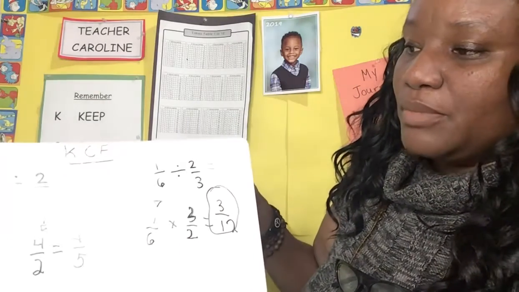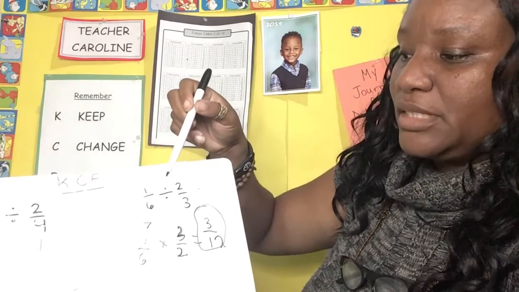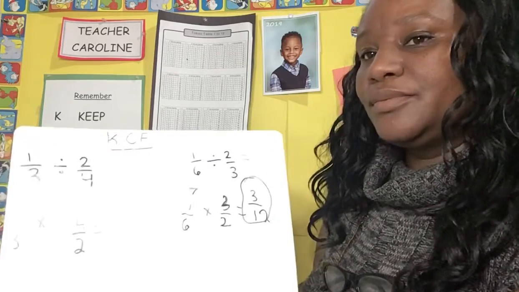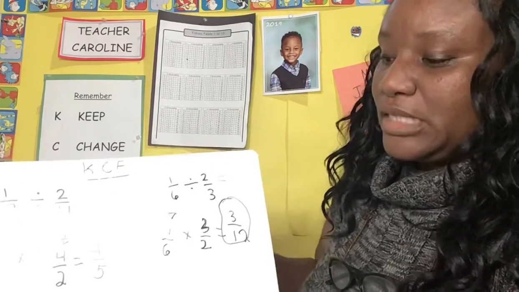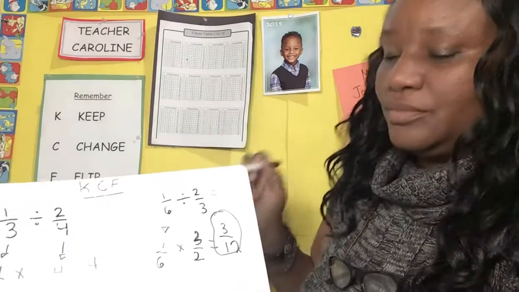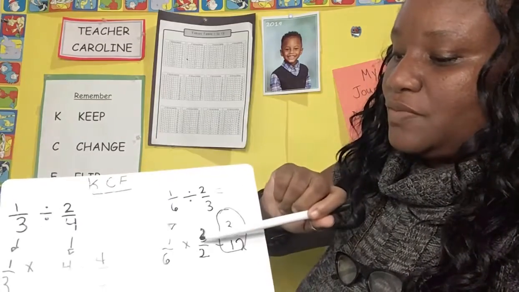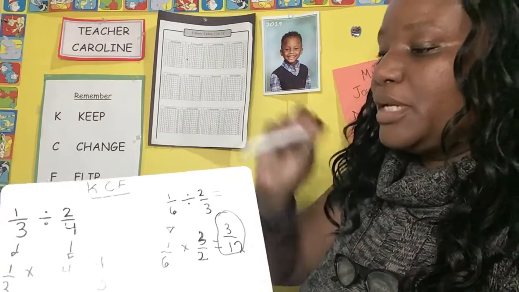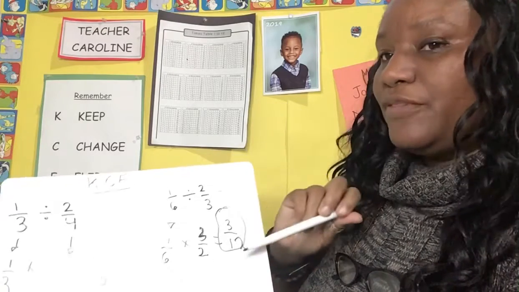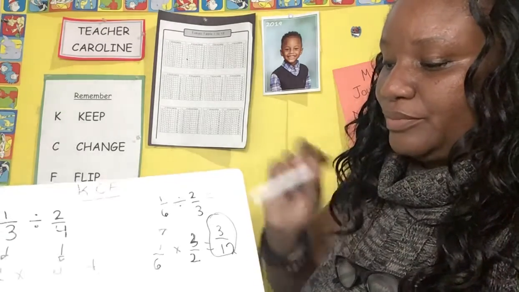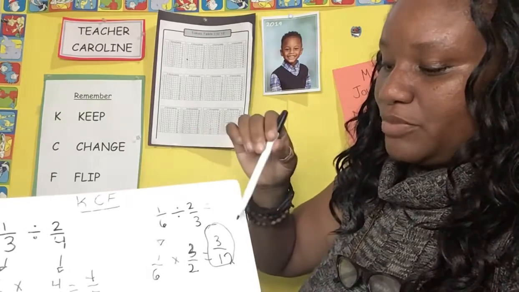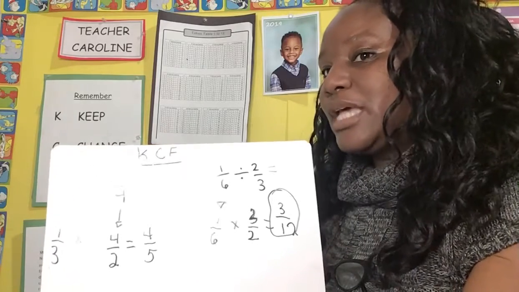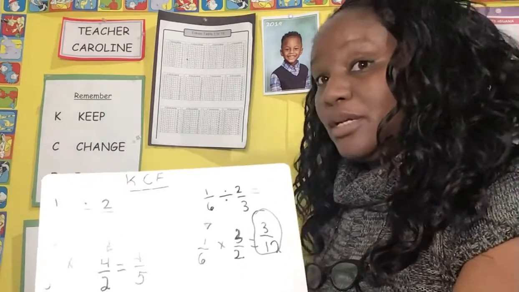Okay, for the second problem, 1/6 divided by 2/3. 1/6, the first one, remember, you keep it the same. The division sign, change that to multiplication. 2/3, flip: keep, change, flip. I flipped that to 3/2. I multiplied across. 1 times 3 is 3, 6 times 2 is 12. And again, for this lesson, I'll accept this answer. It doesn't have to be reduced any further, but it could be.